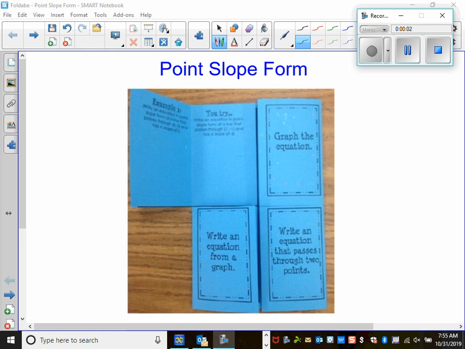This is point slope form. In the past, we've been using slope intercept form to graph. That's y equals mx plus b, as you know. Now we're going to talk about another form, which is called point slope form. And of course, you can tell by the title, you're going to need to have a point and a slope. So that's why it's called point slope form.